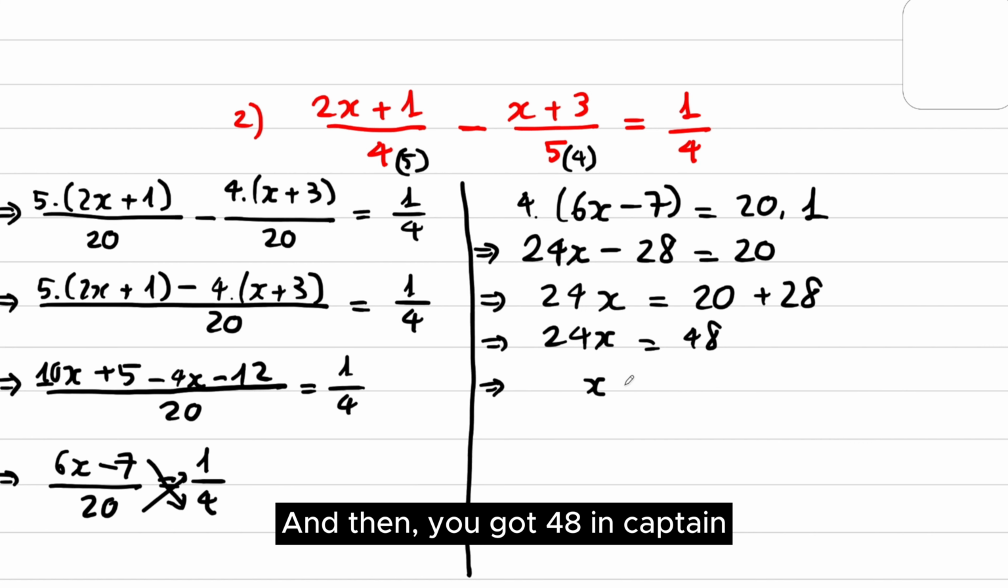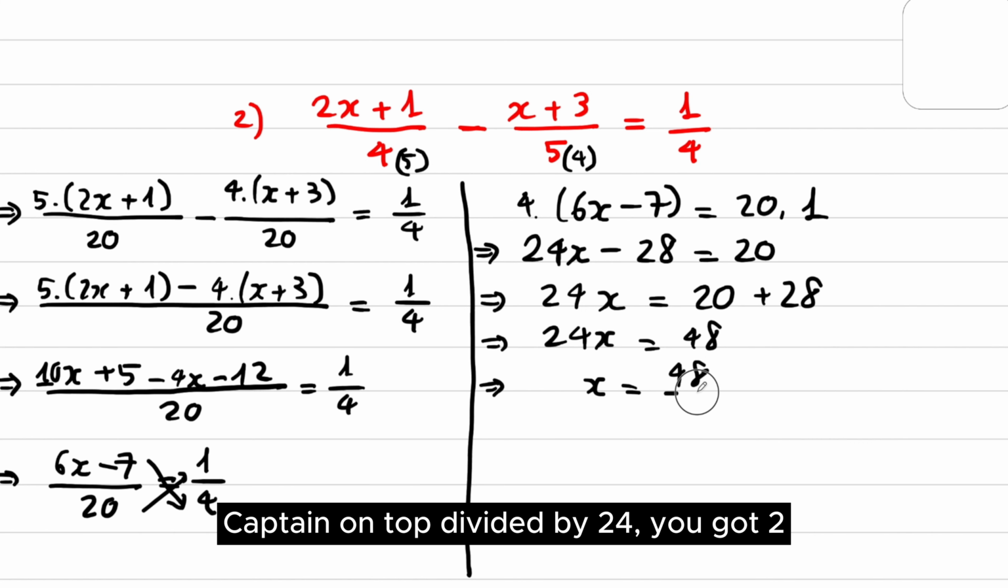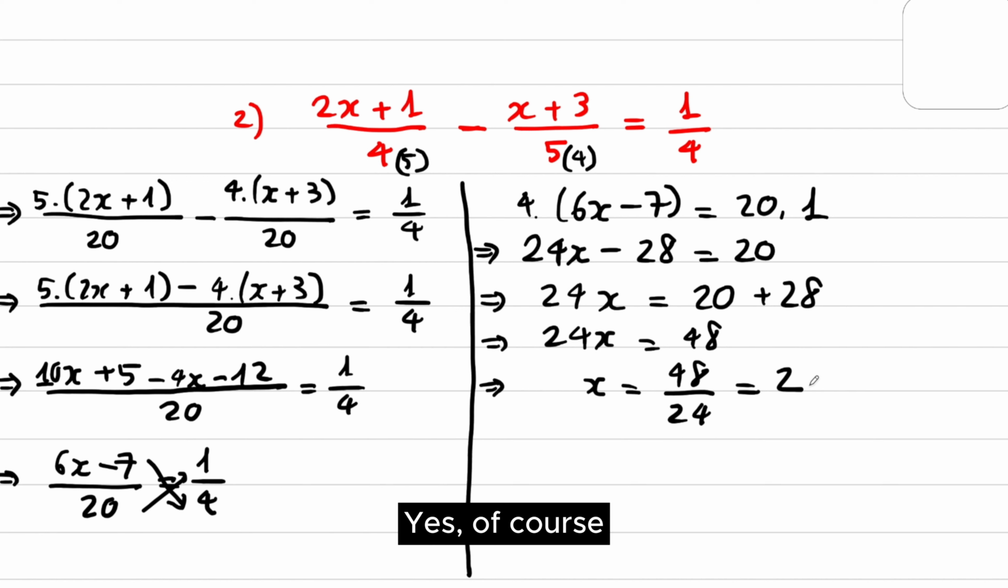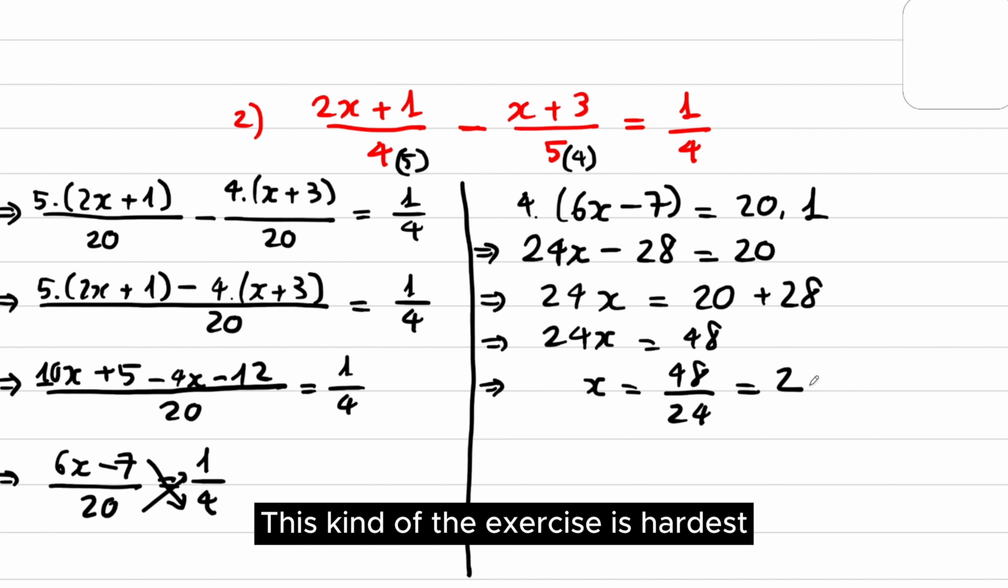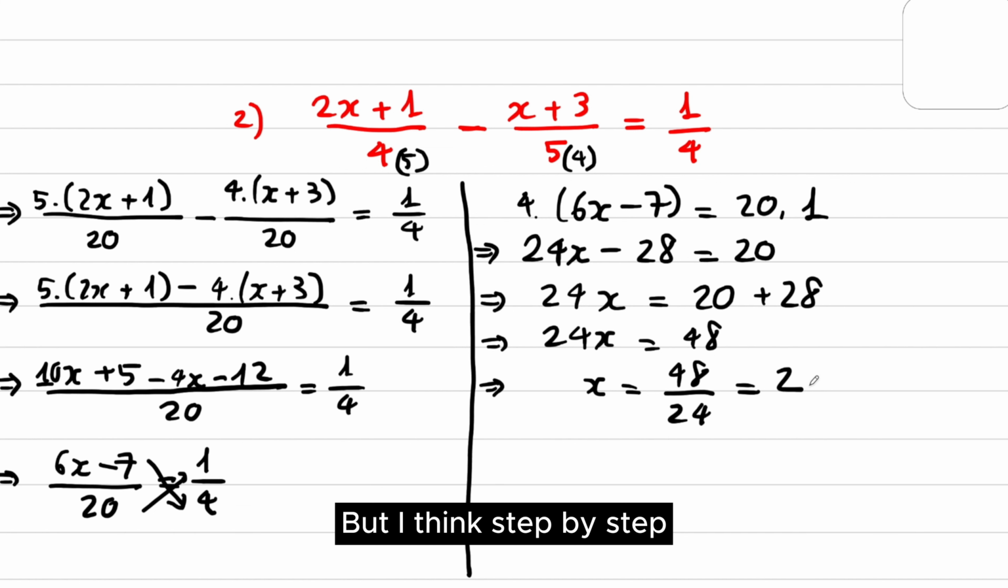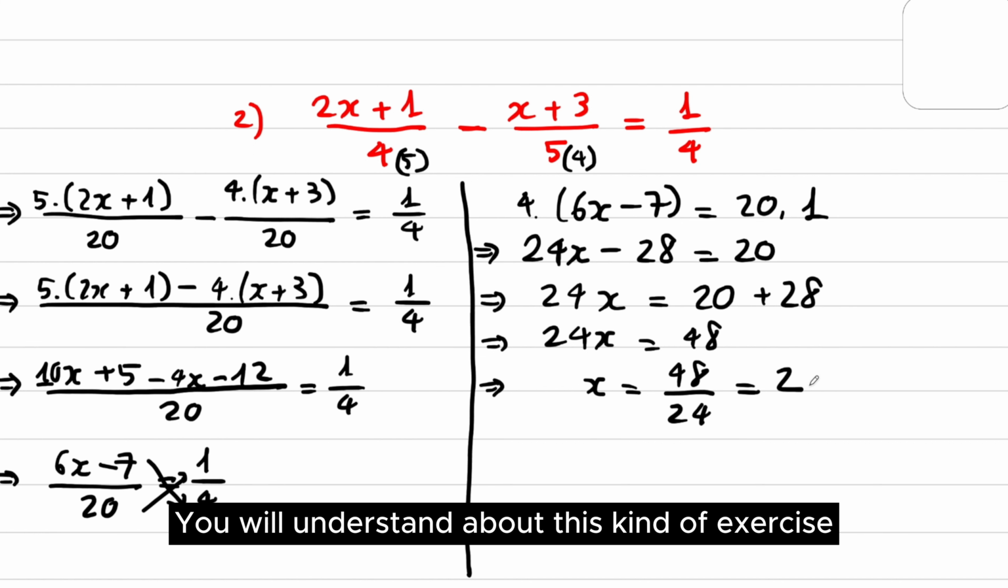And then you got 48 on top, divide by 24, you got 2. So 2 is my final answer for this question. Yes, of course, this kind of exercise is the hardest exercise you learn about the fractional equation, but I think step by step, being very careful about your writing, you will understand this kind of exercise.